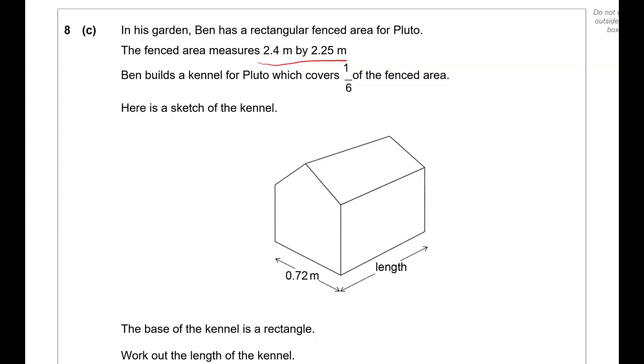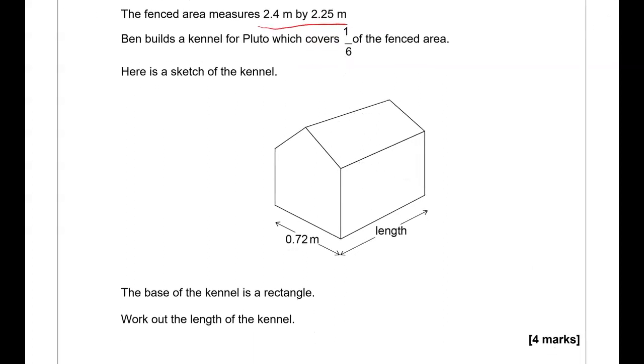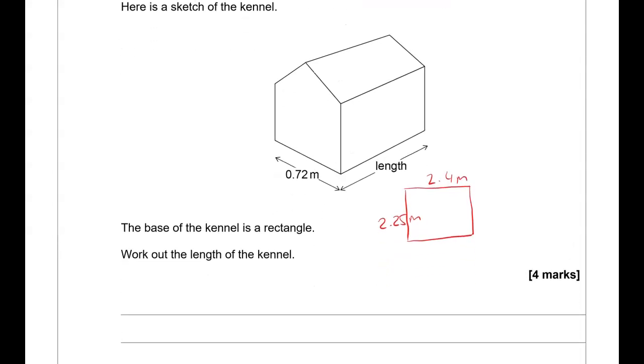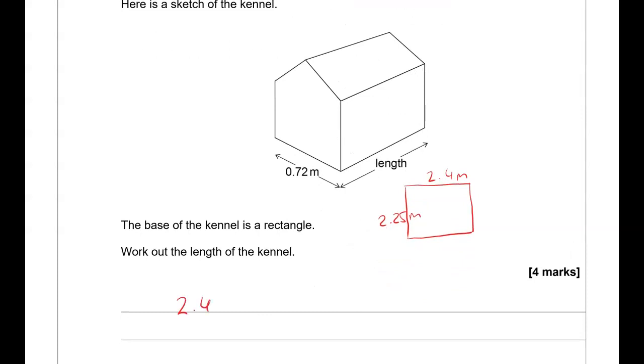So the fenced area measures 2.4 meters by 2.25 meters. So we can kind of imagine that it looks like this, 2.4 by 2.25. So we're going to multiply 2.4 by 2.25 to get the total area, which is 5.4 square meters.